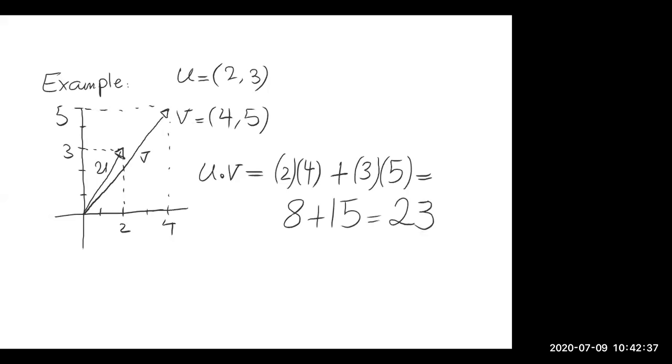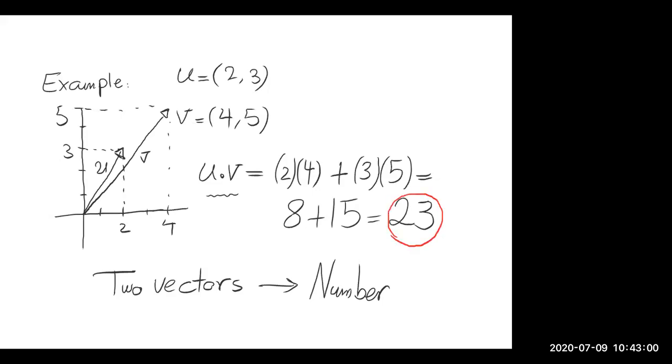So in dot product, we have two vectors. We multiply them, we get a number, not a vector. So the result of the inner product of two vectors is a number. We have two vectors, we multiply them, we end up with a number. Here we get 23.